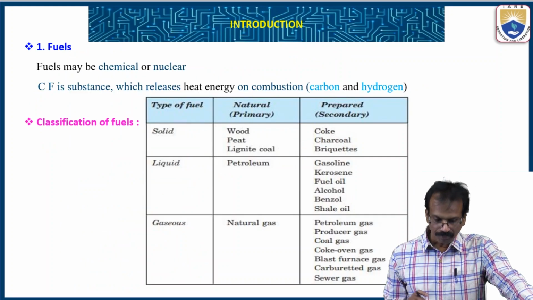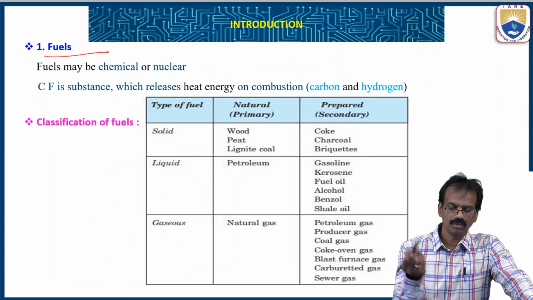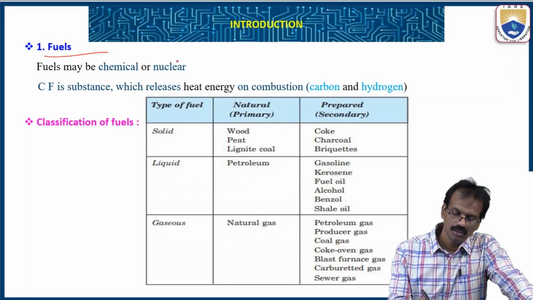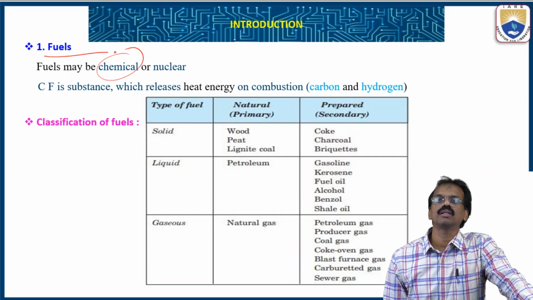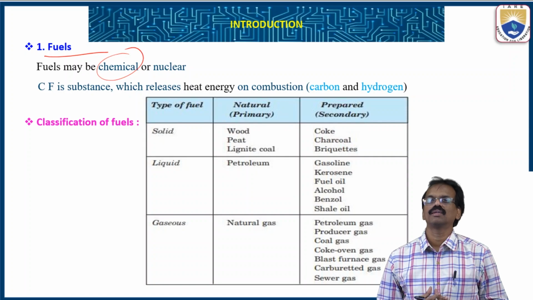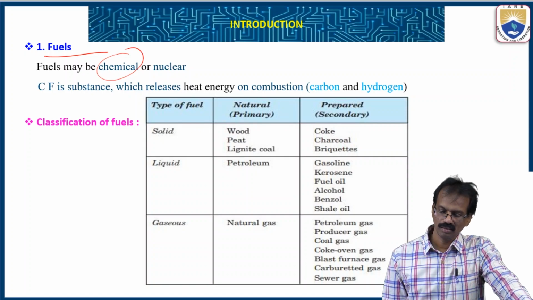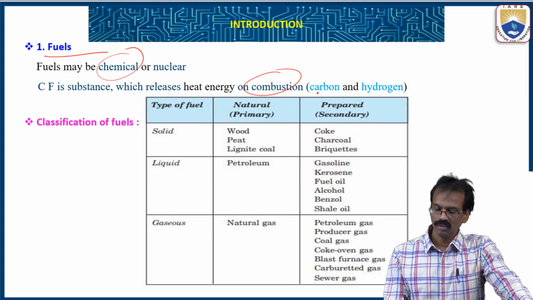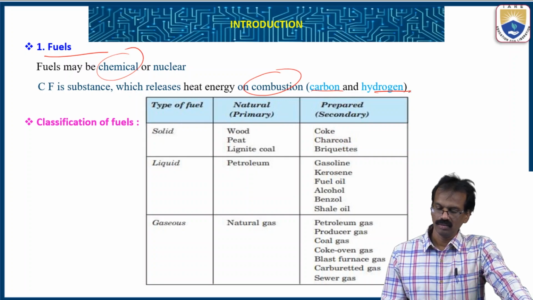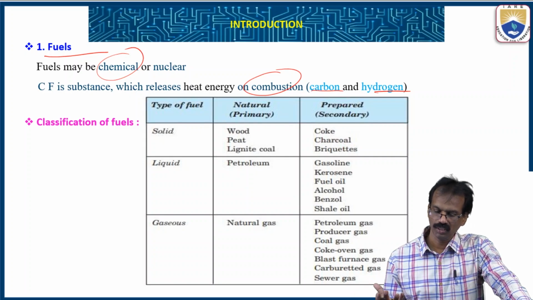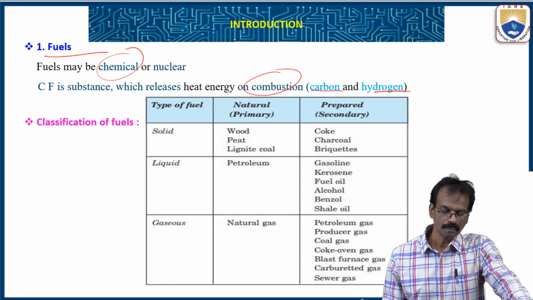First of all, fuels. You know that fuel may be chemical, fluid or nuclear fuels. Here we are only considering chemical fuels. A chemical fuel is a substance which releases heat energy on combustion. In combustion, carbon and hydrogen are the ingredients. So in combustion, we will get carbon and hydrogen also.